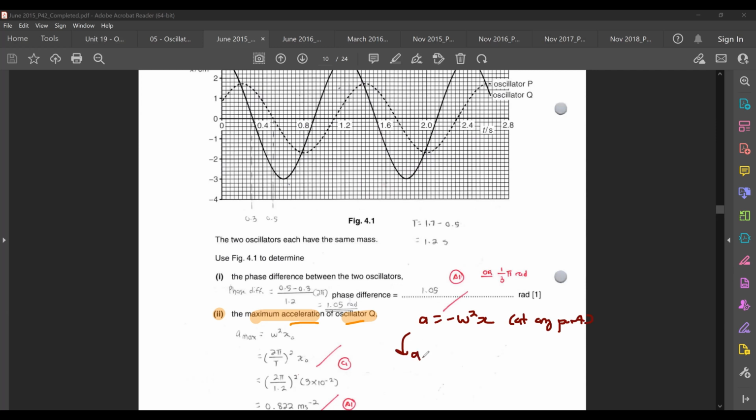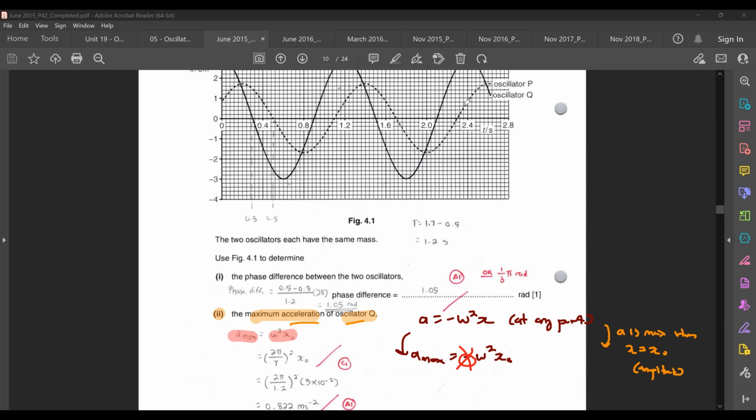To find your A max, what you know is that A is max when x is x0, in other words, at amplitude. So your A max is therefore omega square x0. Now, for calculations, you normally don't need to bother about the negative. You can just omit it out. We are just interested in the magnitude. So your A max is omega square x0.